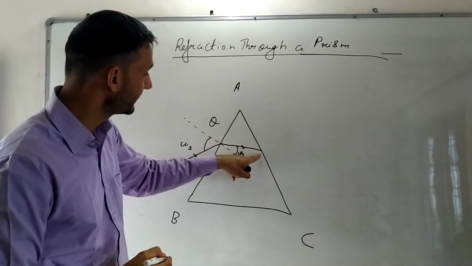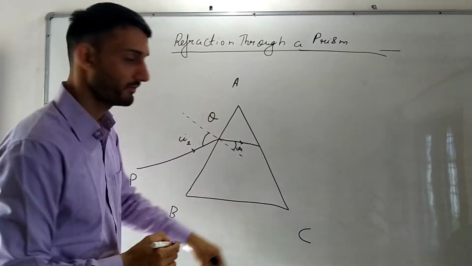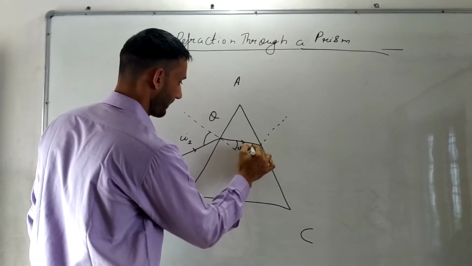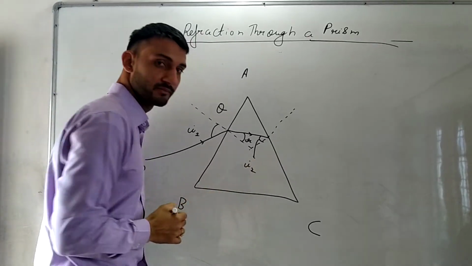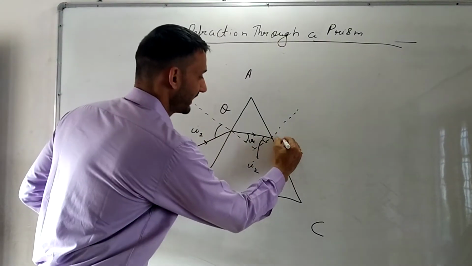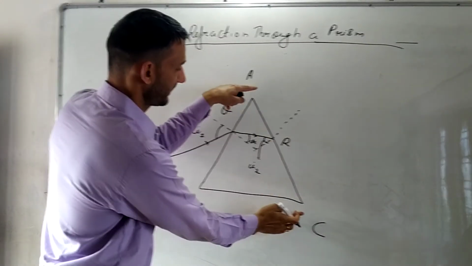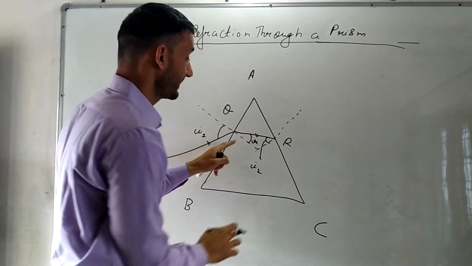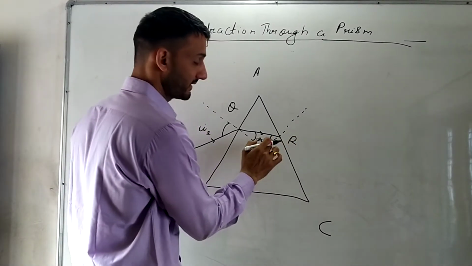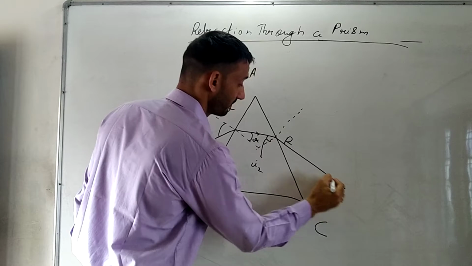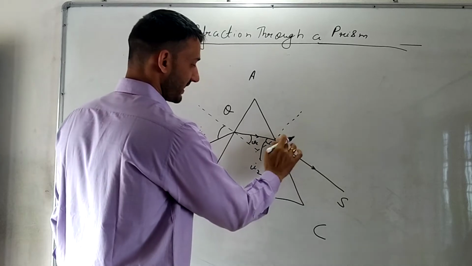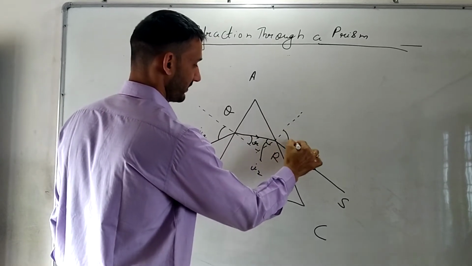Now the light ray is striking surface AC. So when it is striking surface AC, the normal will be drawn like this. I'm taking this angle as I2. Why I2? Because I am considering QR as the incident ray striking surface AC. Now again the light ray is coming from denser to rarer, so it will go away from the normal. RS will be the emergent ray and this will be the angle of emergence.